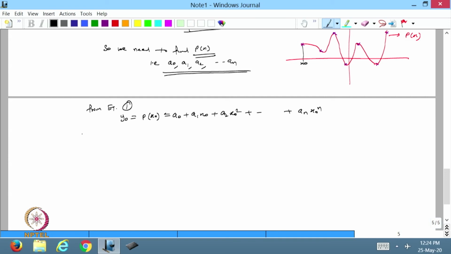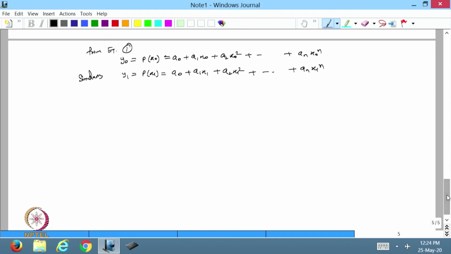Similarly, I can apply P at x1 is equal to a0 plus a1 x1 plus a2 x1 square up to an x1 power n, and that is equal to y1. So, if I go through all the points given to us, this is P(xn), which will be a0 plus up to an xn power n, and that is equal to yn.